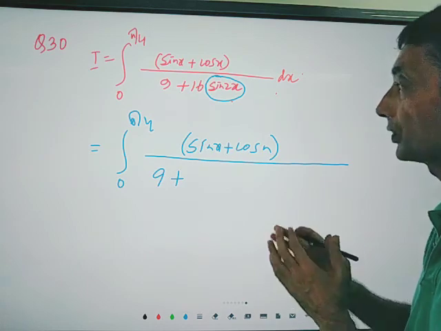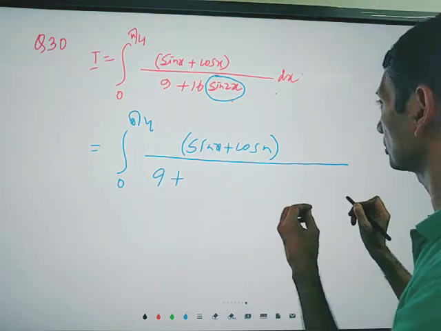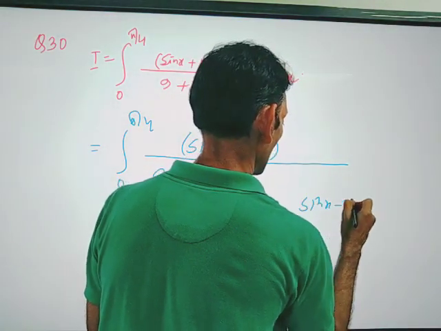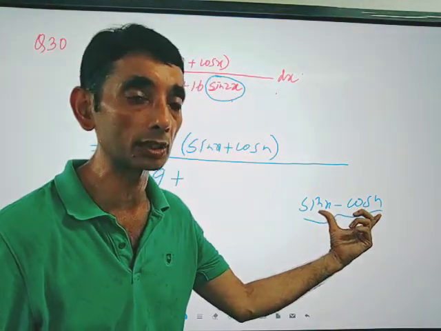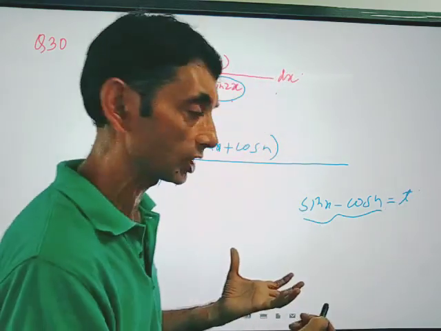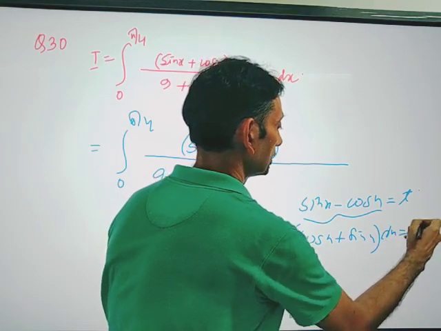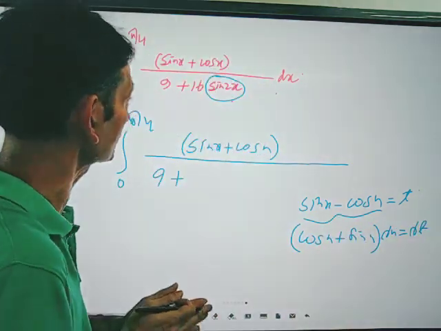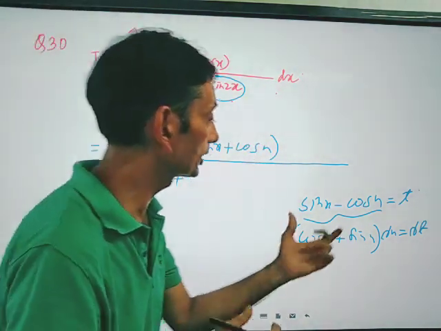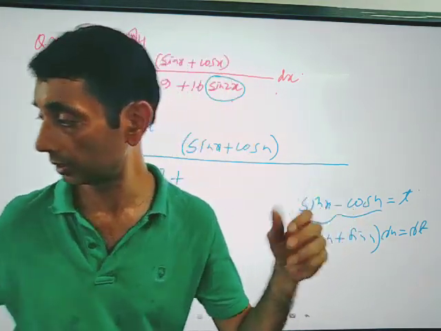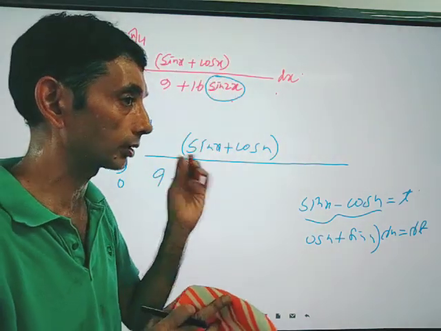And in case we go for the substitution method, in the denominator there should be a term sin x minus cos x. Why? Because if we substitute sin x minus cos x equal to t, then the differentiation will be cos x plus sin x dx equal to dt. So there is hope that we can write sin x cos x dx as dt. But the denominator should take the form sin x minus cos x equal to t. So the moment you have seen sin 2x, it should come to your mind: 2 sin x cos x.